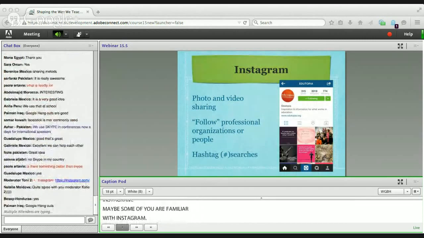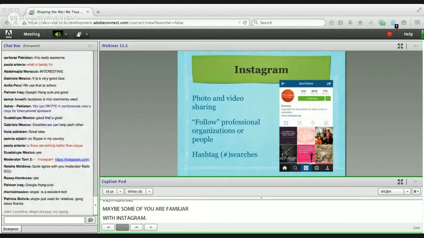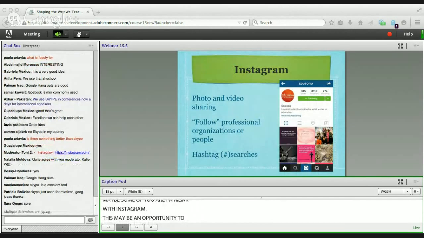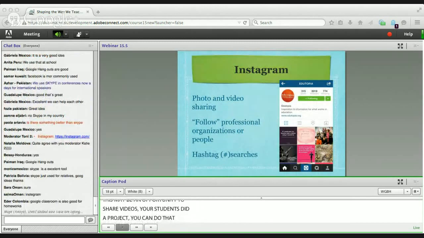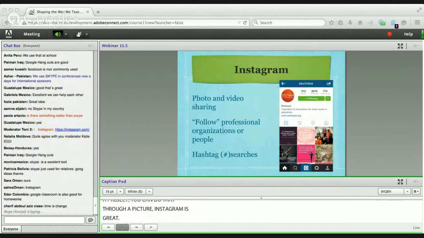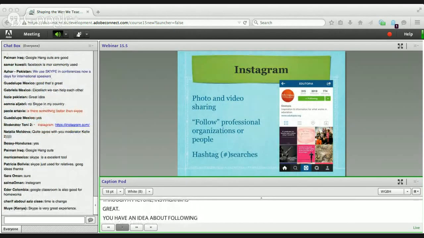Maybe you have a great lesson, or your students do a project and you really want to share what they did, and you can do that through a picture. Instagram is great. Again, you have this idea of following professional organizations or people, and then also doing searches, right? So if you're familiar with the hashtag, you can search for specific types of information. So again, within your PLN, your professional learning network, being able to access information is very helpful.